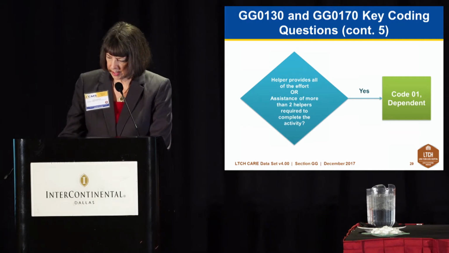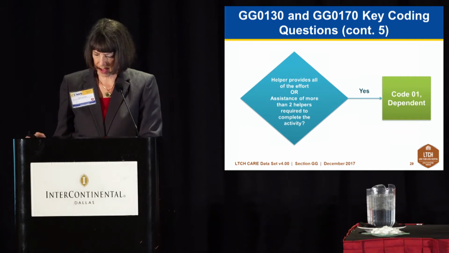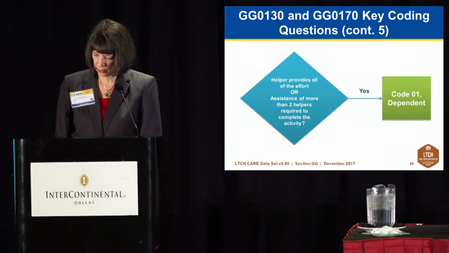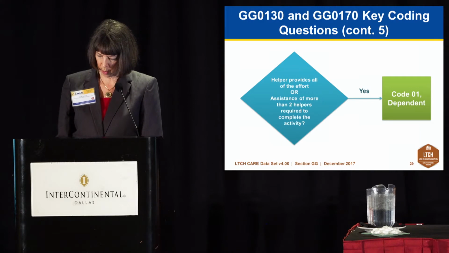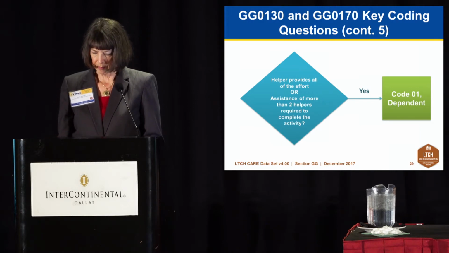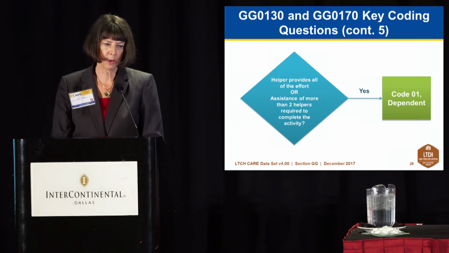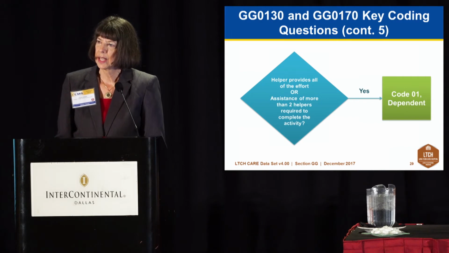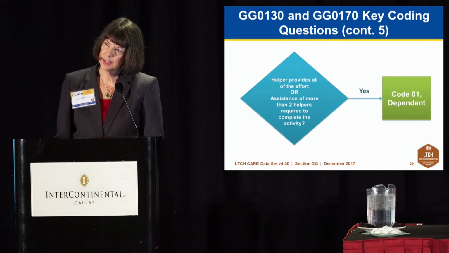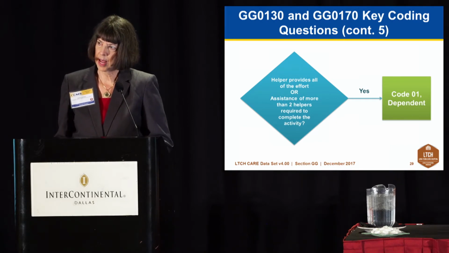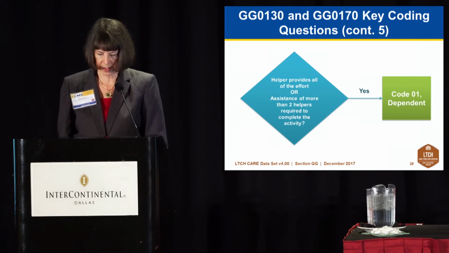Next, you'd ask, does the helper provide all of the effort to complete the activity, or is the assistance of two or more helpers required to complete the activity? If the answer is yes, you would code 01, dependent. And even if the patient offers a little effort with those two or more people assisting, you would still require a 01 dependent coding for that patient.